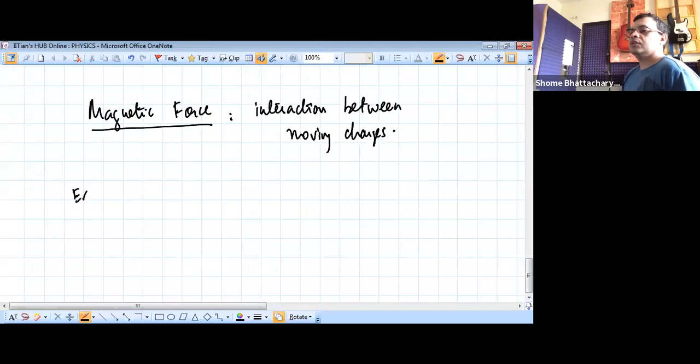For example, it's an experimental law that if I have a charge positive q1 which is moving in this direction with a velocity v1, and I have another charged particle plus q2 which is moving parallel to this one with a velocity v2, then what happens is they experience attractive forces.